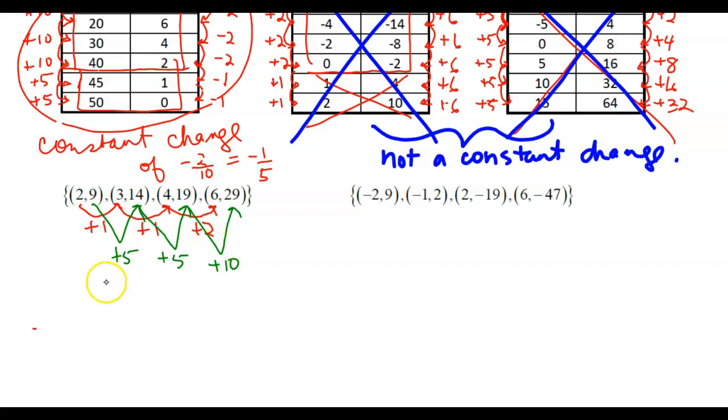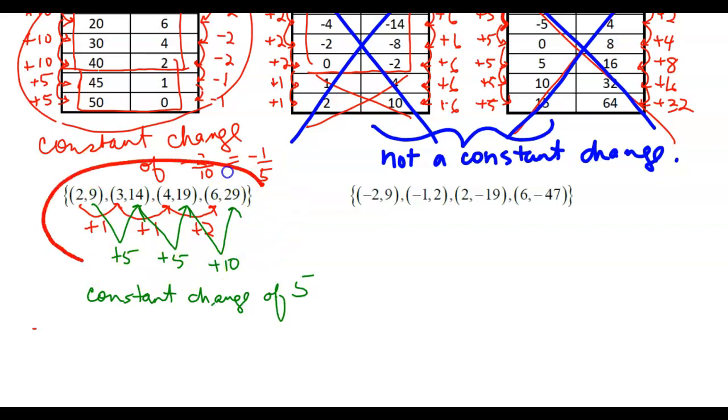So the rate of change, the constant change of 5, right? 5 over 1 is 5. 10 divided by 2 is 5. So that one is linear. I'll circle that.